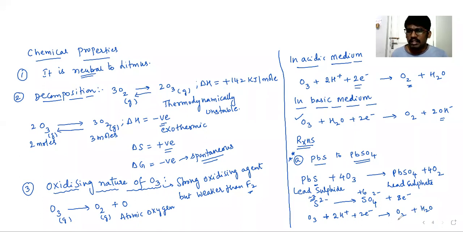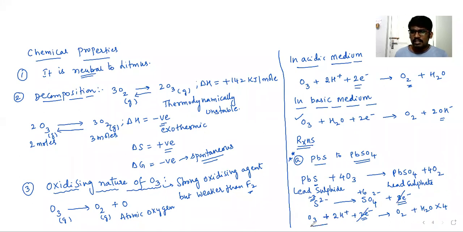Yes or no, children? This is the reaction. No? But here how many electrons are there? 8 electrons. Here how many electrons are there? 2 electrons. So it should be multiplied with 4. Then electrons can be equal. If electrons are equal, this can be cancelled. And what is the equation you are going to get?